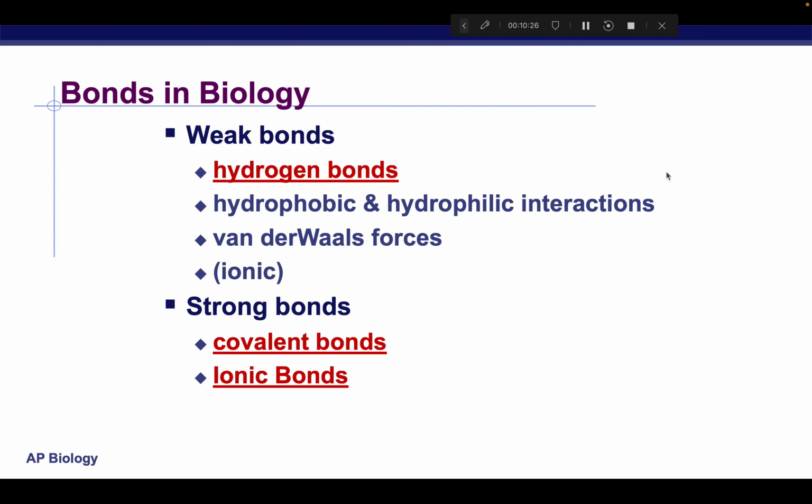So in biology, the strength of bonds is very important because it dictates how different molecules react with one another. Some examples of weak bonds are up on the top, and as we go through our unit, we'll learn about the first two specifically. And we'll talk about strong bonds today, these last two, covalent and ionic bonds.